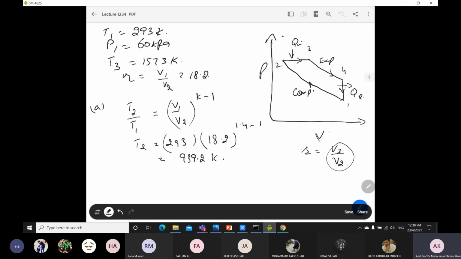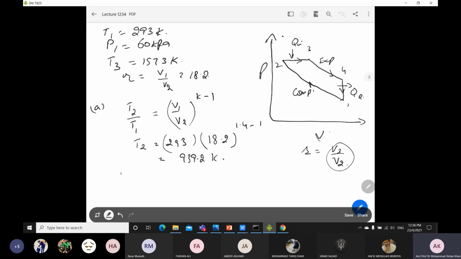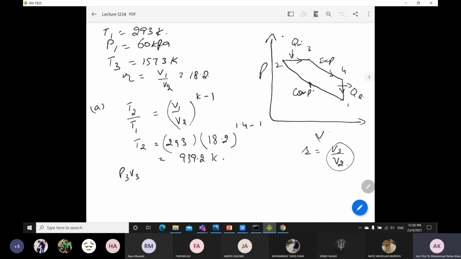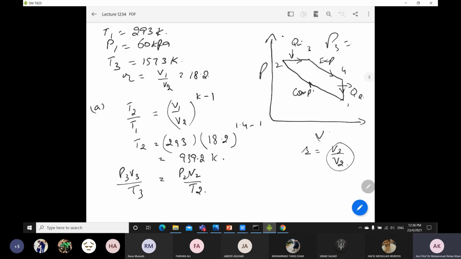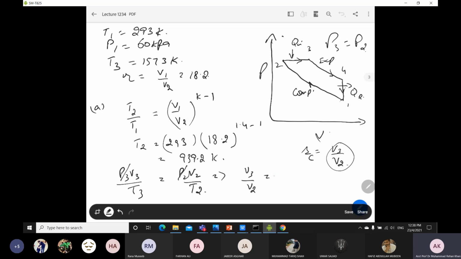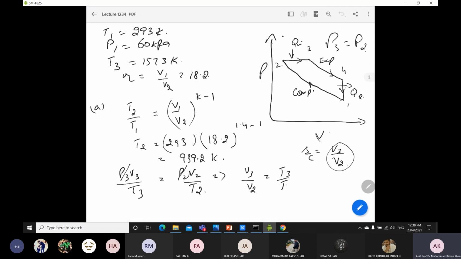Okay, so our main interest is to find this ratio. So you have to apply some relation between points 3 and 2 in order to find this ratio. So we already know the relation which is valid is P3V3 over T3 is equal to P2V2 over T2. And from here you already noticed that P3 is equal to P2 because it is a constant pressure heat addition process, so it's already eliminated. And then from here we can easily find V3 over V2, which is your RC, sorry, it is RC, and then T3 over T2.